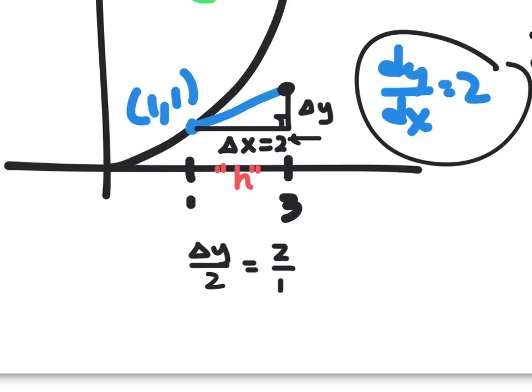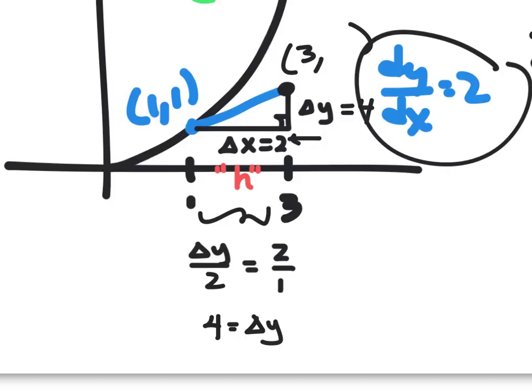So I can find my change in y. I'm going to cross multiply, and I get 4 equals delta y. Therefore, this change was 4. So what would this estimate be? Well, it'd be 3, because we went 2 units, and it'd be a change in 4, so we would have to add 4 to 1, which would be 5.